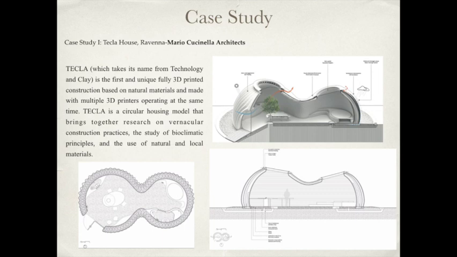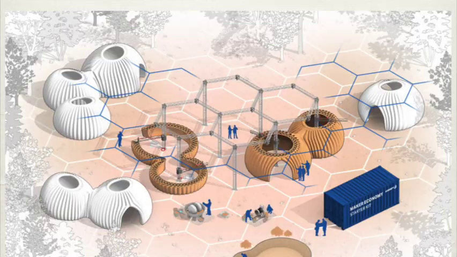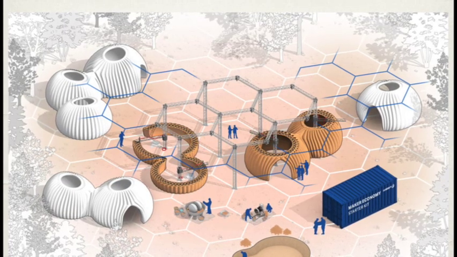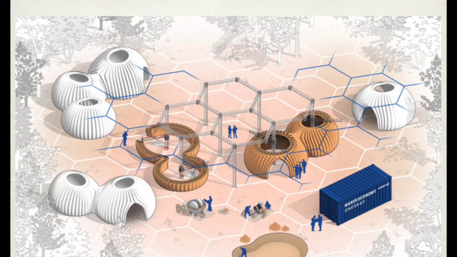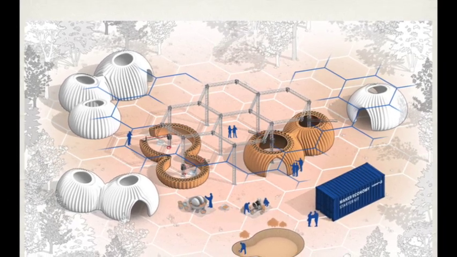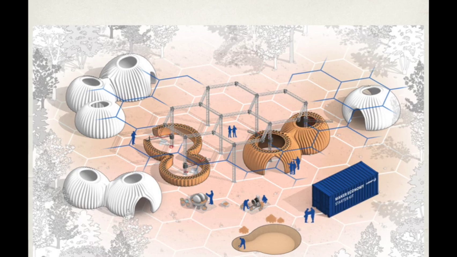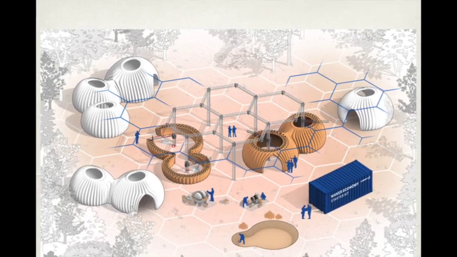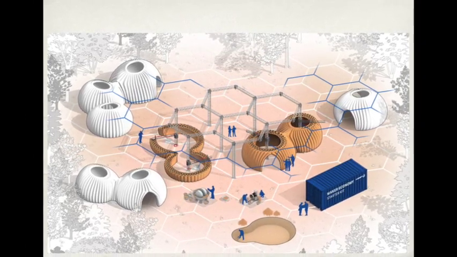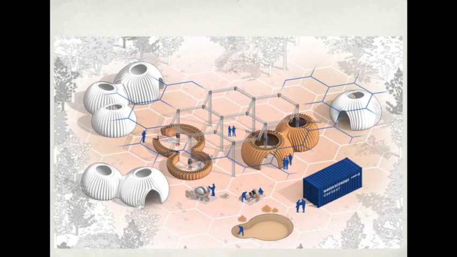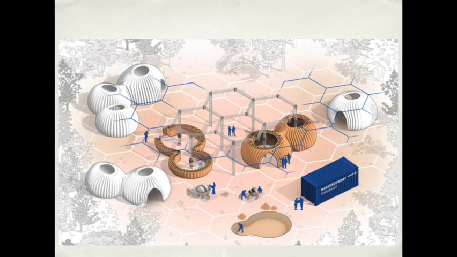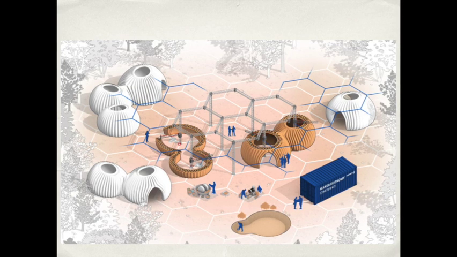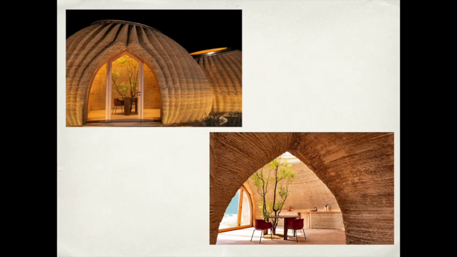Tecla, which takes its name from technology and clay, is the first and unique fully 3D printed construction based on natural materials and made with multiple 3D printers operating at the same time. Tecla is a circular housing model that brings together research on vernacular construction practices, the study of bioclimatic principles, and the use of natural and local materials. The earth mixture's composition adapts to the local climate, and the filling of the envelope is parametrically optimized to balance thermal mass, insulation, and ventilation in accordance with the climate requirements.